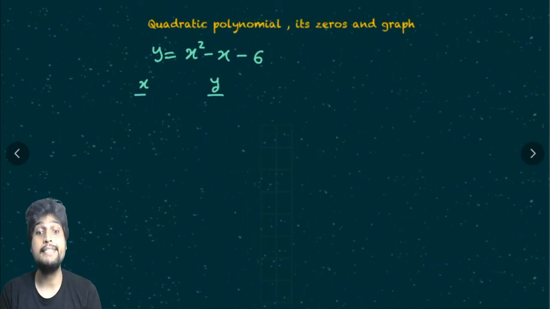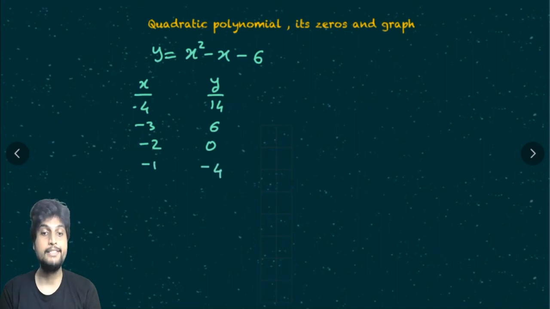I put x is equal to -4, you will get y is equal to 14. If I put x is equal to -3, you will get y is equal to 6. If I put x is equal to -2, I'll get y is equal to 0. If I put x is equal to -1, I'll get y is equal to -4.